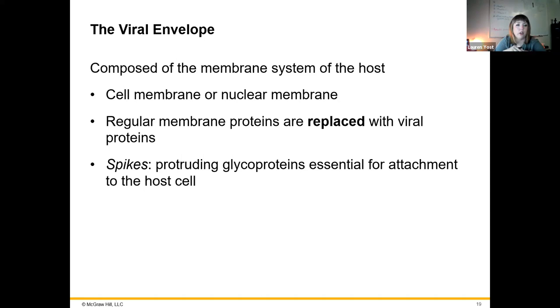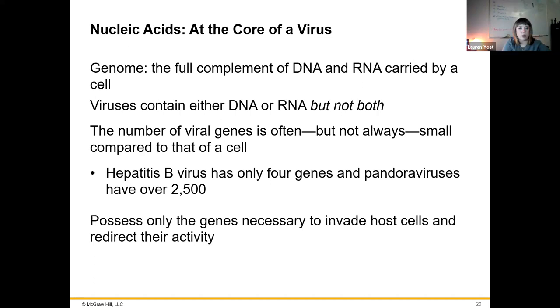In this case, we replace all of the regular membrane proteins on the outside with viral proteins, so now we are coating ourselves in viral proteins. Then we have spikes on those glycoproteins, the sugar plus protein, that work as keys to allow us to dock and enter into our target cells. Okay, so the genome is DNA or RNA.